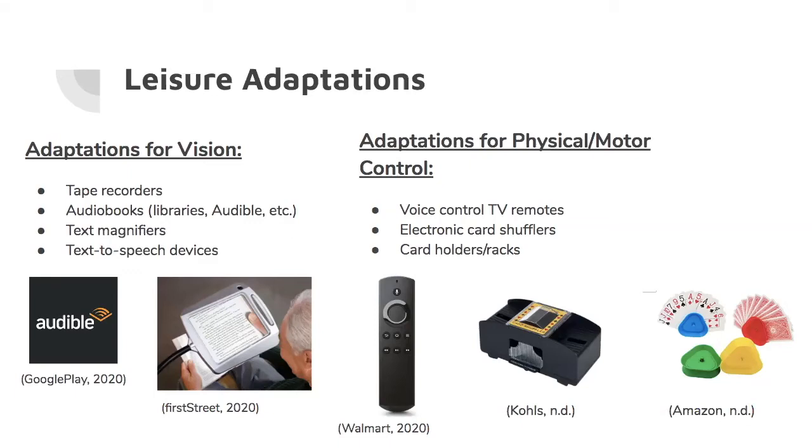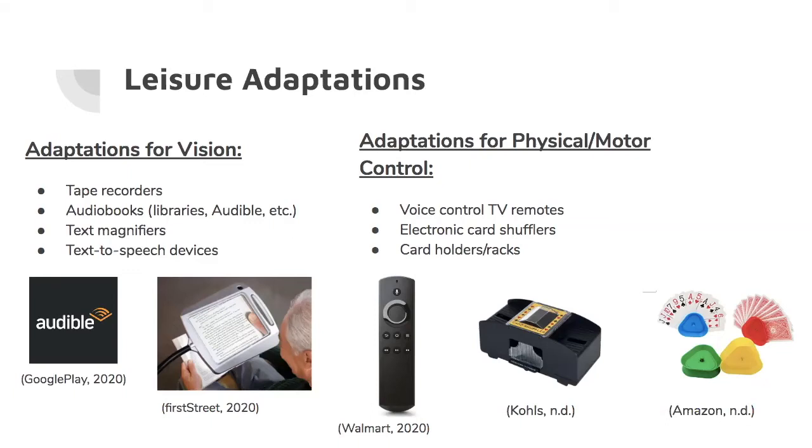For adaptations for physical and motor control, one of the really big things today is voice-controlled TV remotes. So many TV remotes actually already have this built in. You can see below in the picture of the remote, there's a microphone button at the top. And when you click on that button, you would basically speak into the microphone and then the TV would do what you ask it to do.